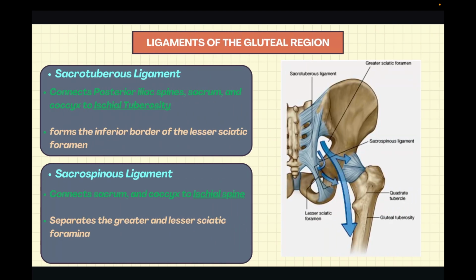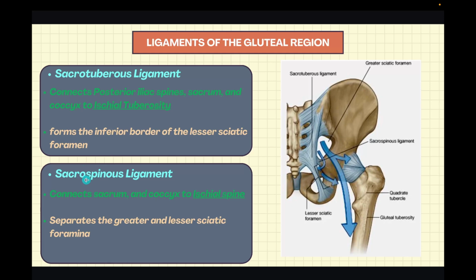Okay, now we're going to talk about the ligaments of the gluteal region. We have two major ligaments, which are the sacrotuberous ligament and the sacrospinous ligament. The sacrotuberous ligament, from the name, you can tell where it originates and where it inserts. It comes from the sacrum, and it then joins to the ischial tuberosity. That's why it's called the sacrotuberous ligament. It forms the inferior border of the lesser sciatic foramen.